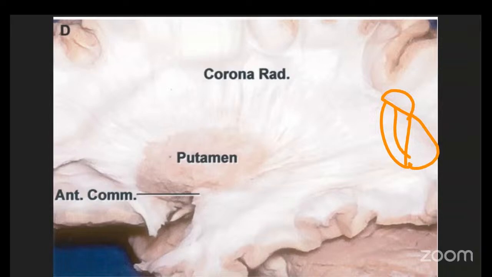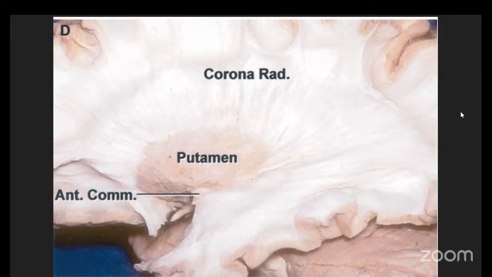The putamen was outside the internal capsule, lateral to the internal capsule. So you are looking at the corona radiata here. But if you take this putamen away, you will find the globus pallidus. And once you take that away as well, you are going to find the internal capsule. So we are still at the lateral surface. Am I making sense? Yes, ma'am.